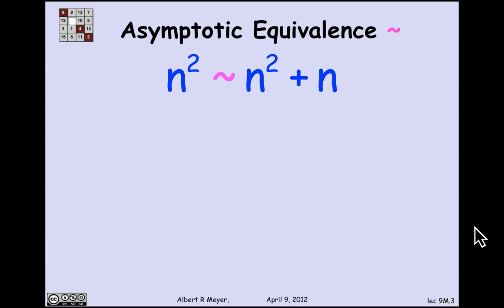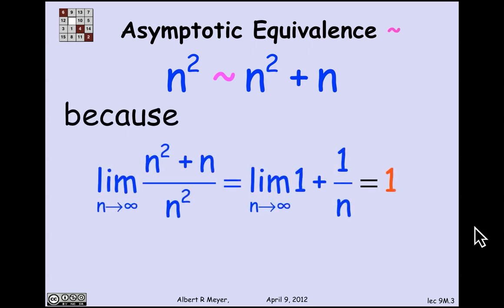n squared is asymptotically equal to n squared plus n. Why is that? Well, it follows trivially by manipulating the algebra. The limit of n squared plus n over n squared, simplifying, is just the same as the limit of 1 plus 1 over n. But as n goes to infinity, 1 over n goes to 0, so the limit is 1 as claimed. Those two expressions, or the functions they define, n squared and n squared plus n, are asymptotically equal.